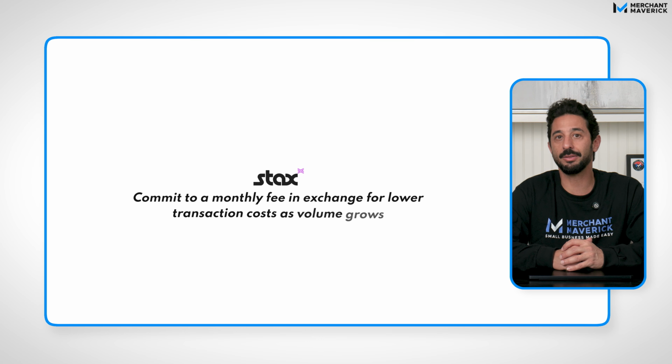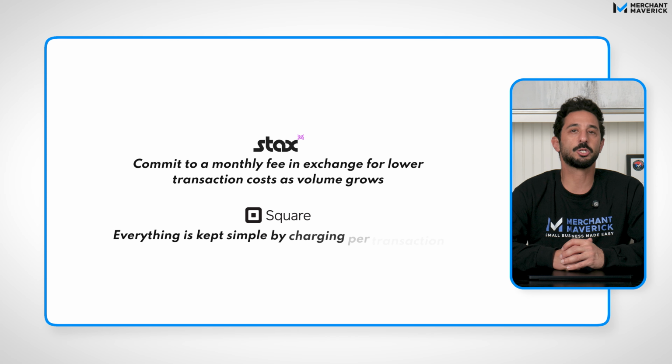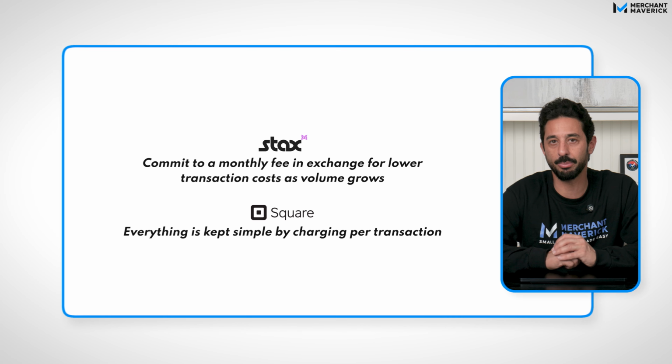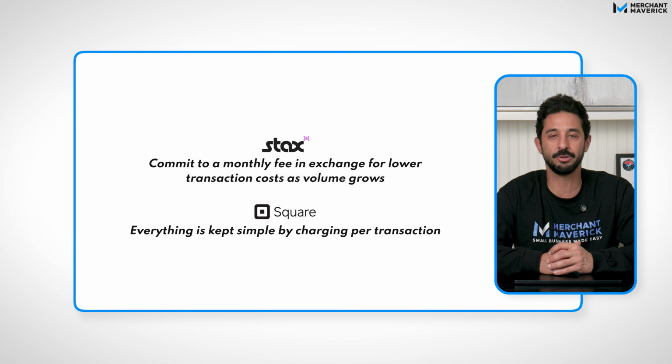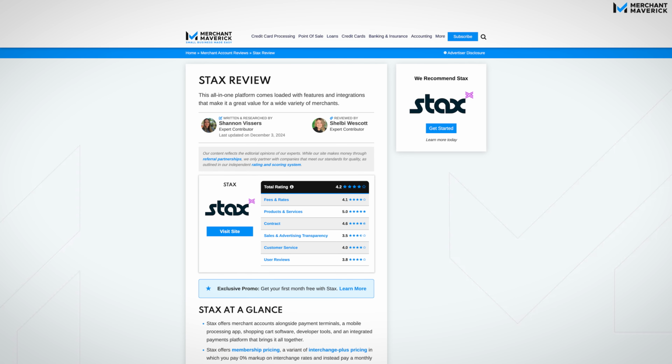At the end of the day, the difference between Stax and Square comes down to how fees add up over time. Stax asks you to commit to a monthly fee in exchange for lower transaction costs as volume grows. Square keeps things simple by charging per transaction even as your sales increase. Neither option is universally better. What matters is how consistent your volume is, how closely you track fees, and whether you're optimizing for simplicity or long-term cost control.